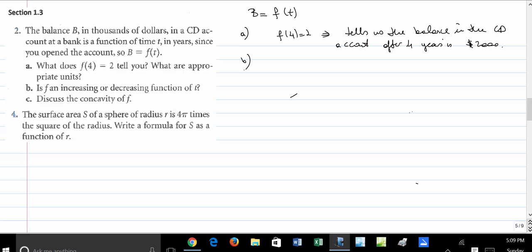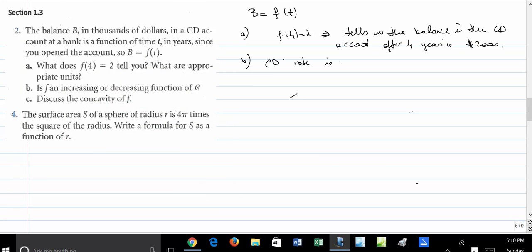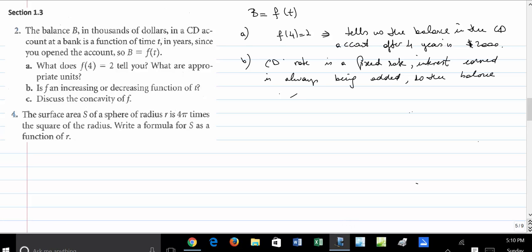B, is f increasing or decreasing? Because the CD rate is a fixed rate, interest earned is always being added. So the balance represents an increasing function.